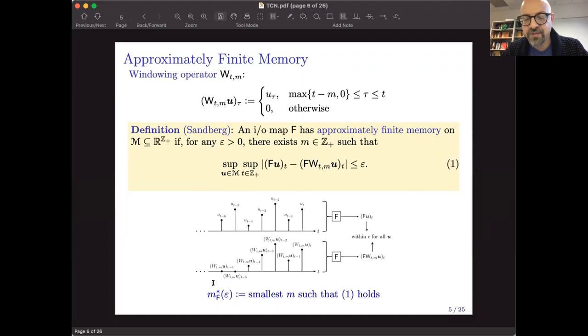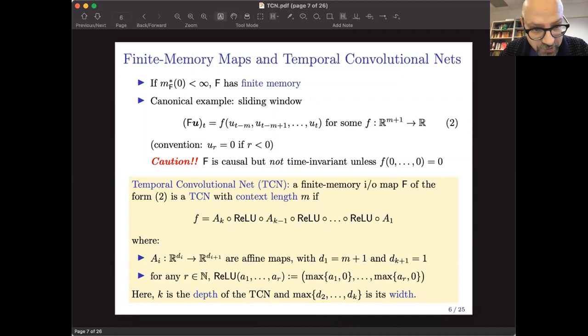Okay, so all right. Let's talk about finite memory maps and temporal convolutional nets. If I set this epsilon tolerance to zero, and this M star F of zero is finite, then we say that F has finite memory. So it doesn't mean approximately finite memory, but exactly finite memory. And that means that F operates by looking at a window of length M and only processing what's in that window.